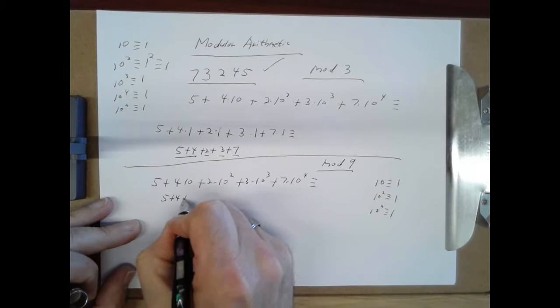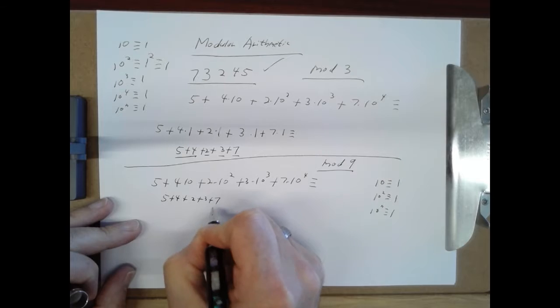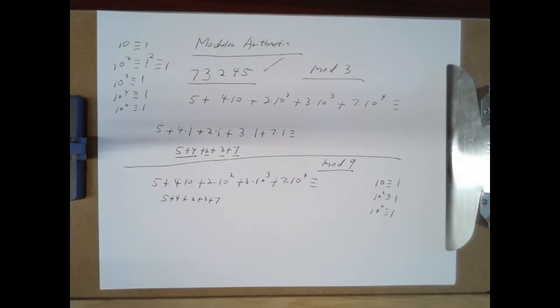This is congruent to 5 plus 4 plus 2 plus 3 plus 7. 5 and 4 is 9, 2 is 11, 3 is 14, 7 is 21. Is 21 divisible by 9? No. So this number is not divisible by 9.